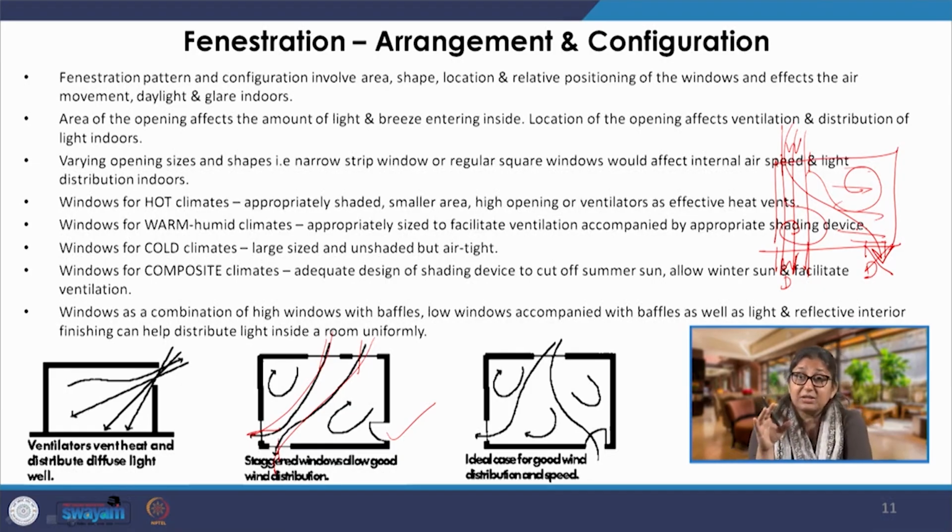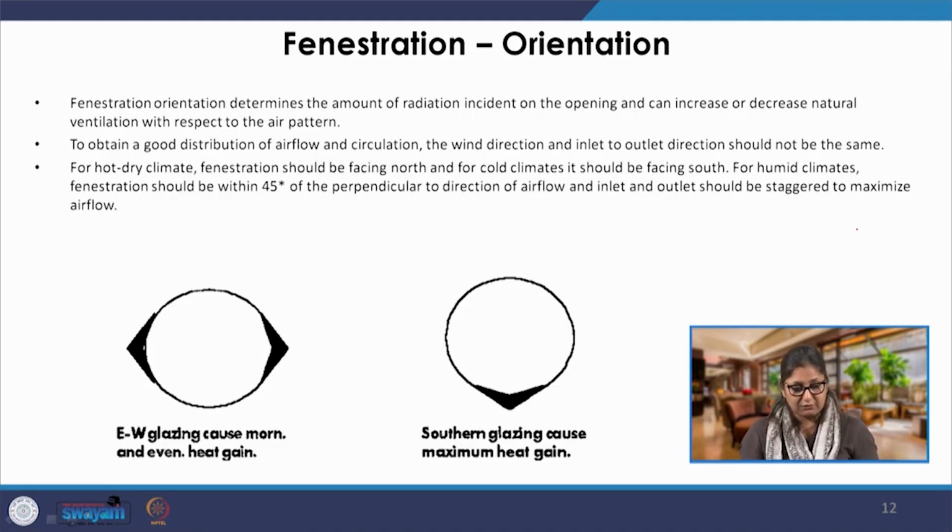So, the arrangement and configuration of windows and doors, all fenestrations in a room, to a large extent determines the amount of natural ventilation that is going to take place in the building. And there are available codes, Indian codes, which clearly give us the numbers or the extent to which natural ventilation will take place due to the fenestration arrangement and configuration.